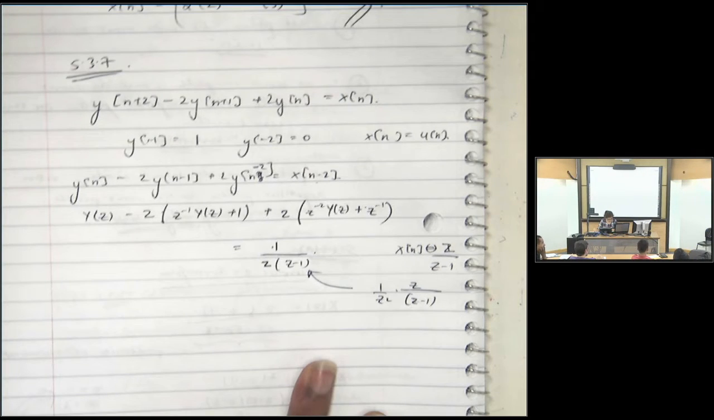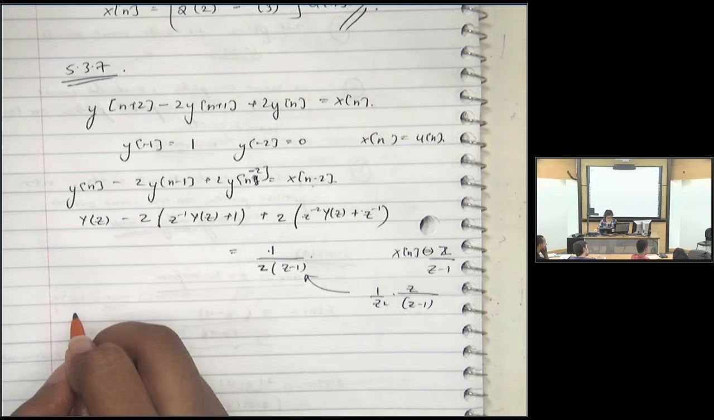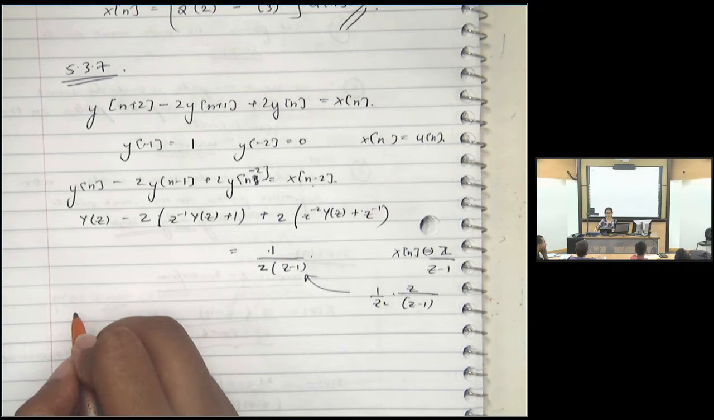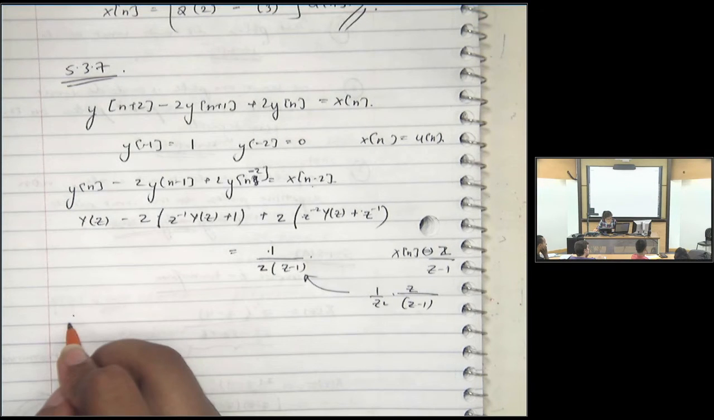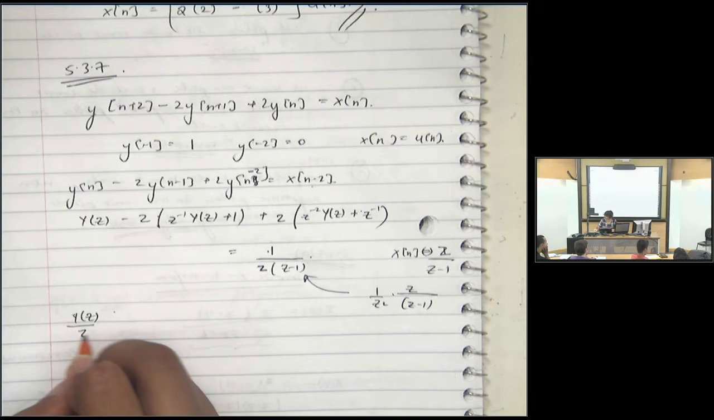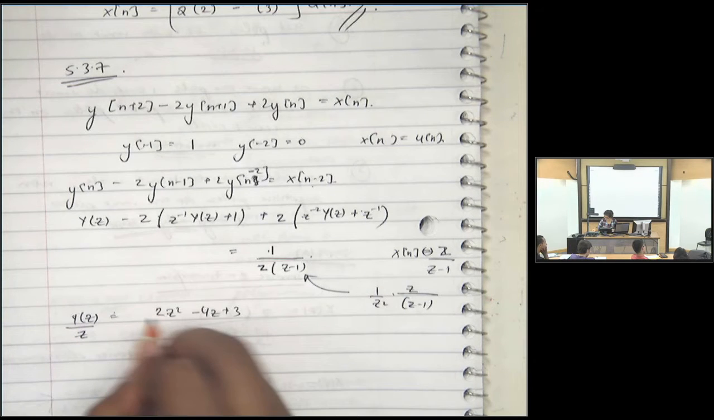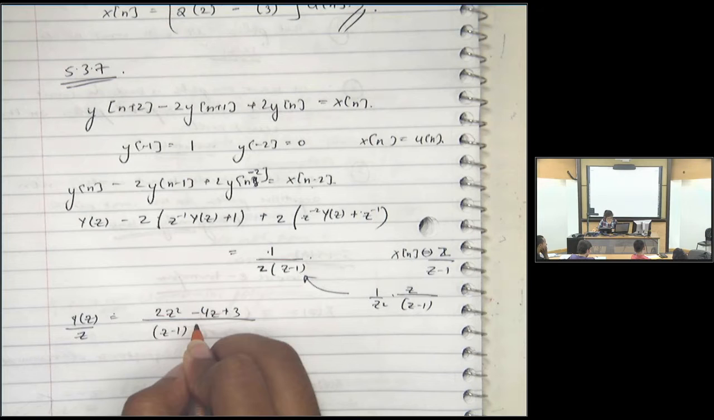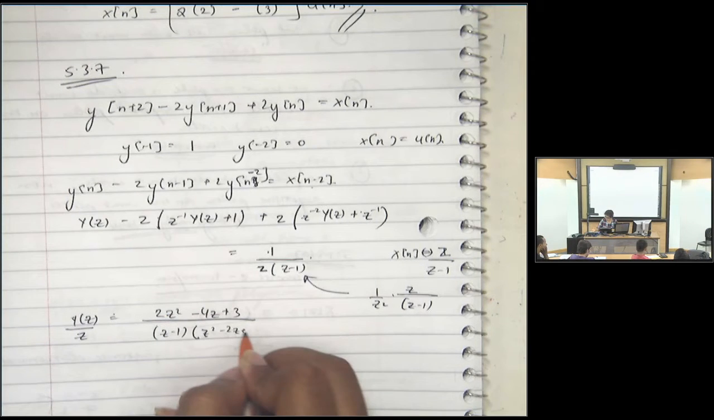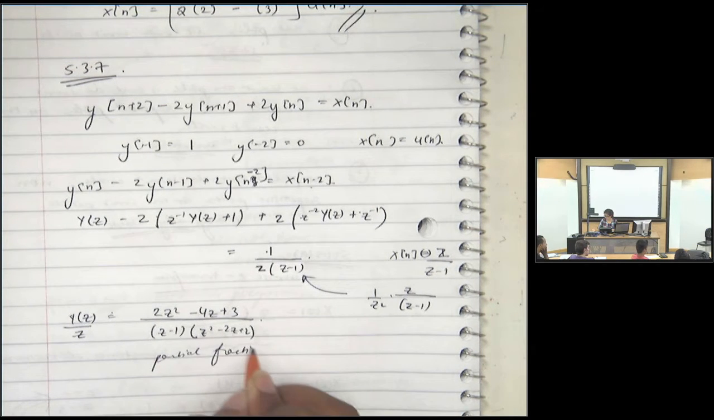Then we go forward in our standard method. This only asks you to solve for y of n, right? It does not ask you for zero input and zero state. So you go all the way, combined solution. Now I'm just going to write Y of Z over Z. I'm skipping a few steps. Over Z minus 1, Z square minus 2Z plus 2. Again, partial fraction expansion.